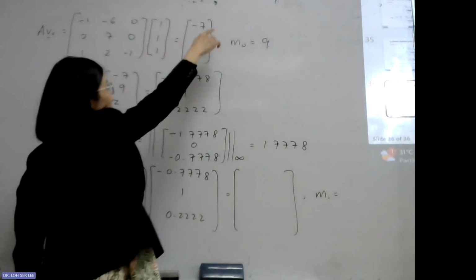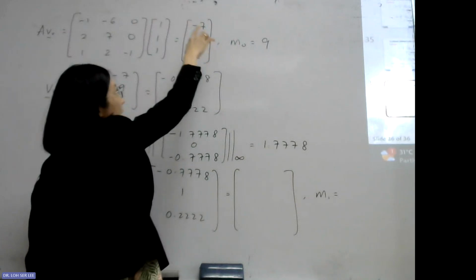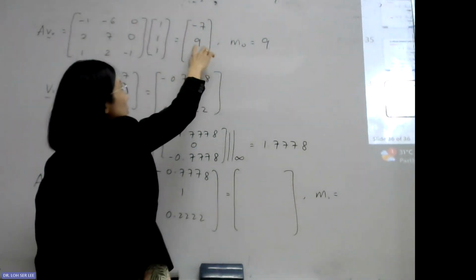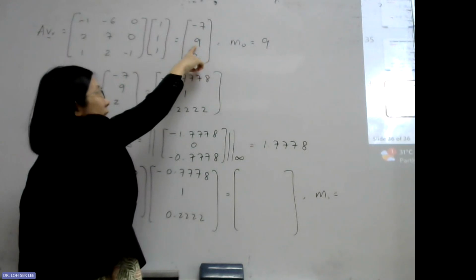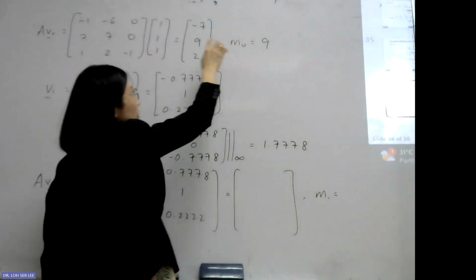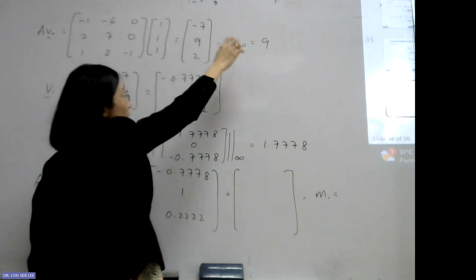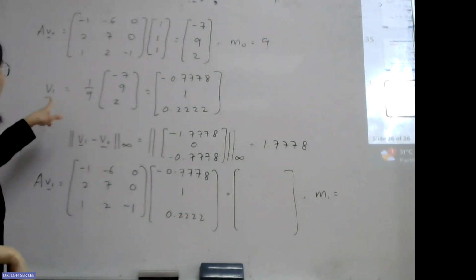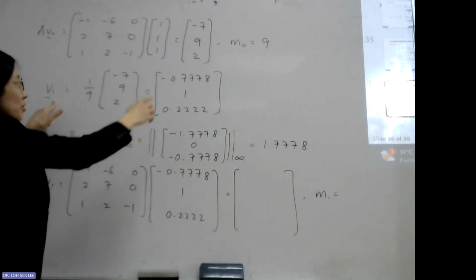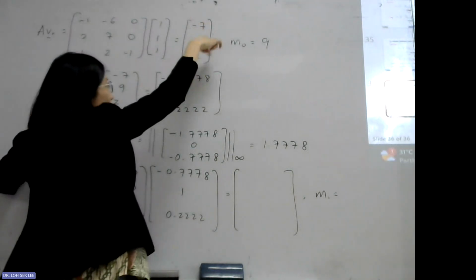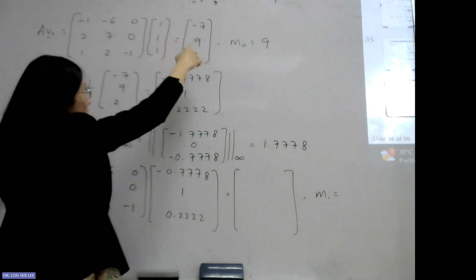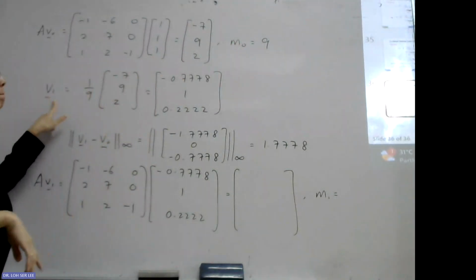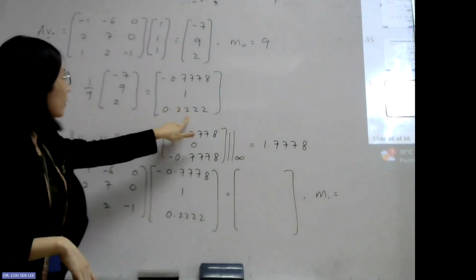Okay. And from here, we have to choose the entry with the largest magnitude. Okay. So this one has the largest magnitude. So if there is a minus here, then you have to take the minus here. Okay, then V1. We just normalize this vector. Normalize this vector means that we divide this by this one. Okay, then you get V1.